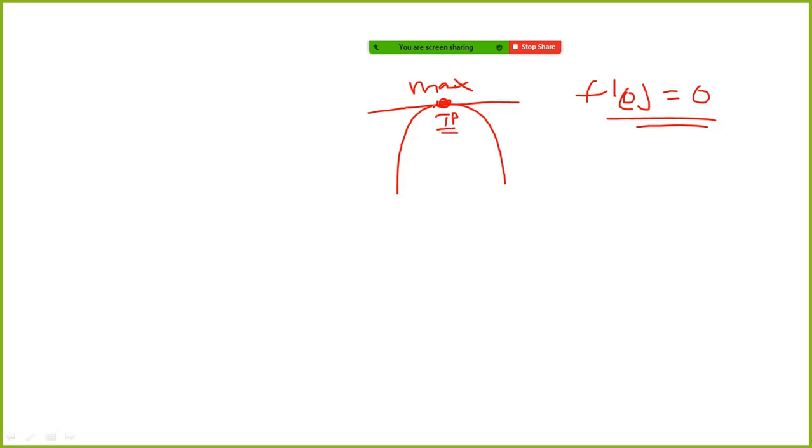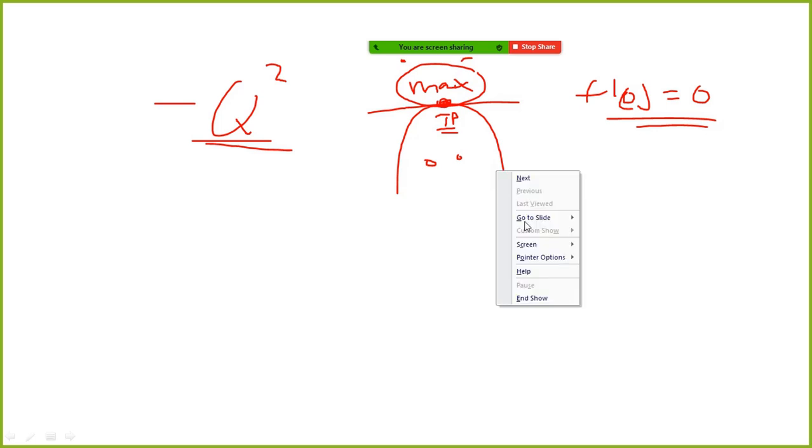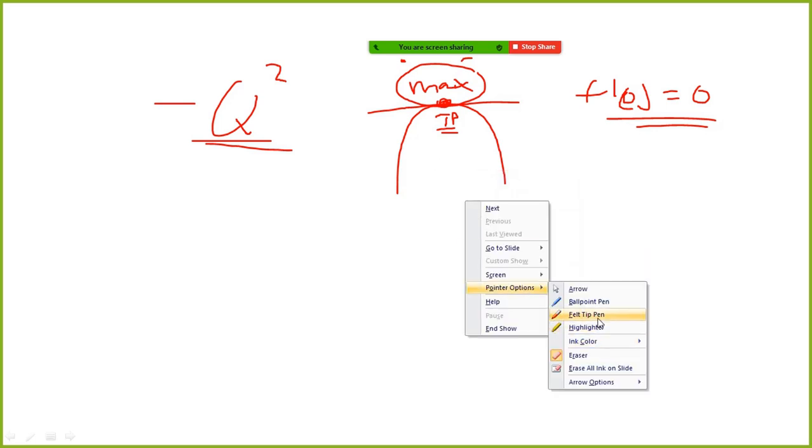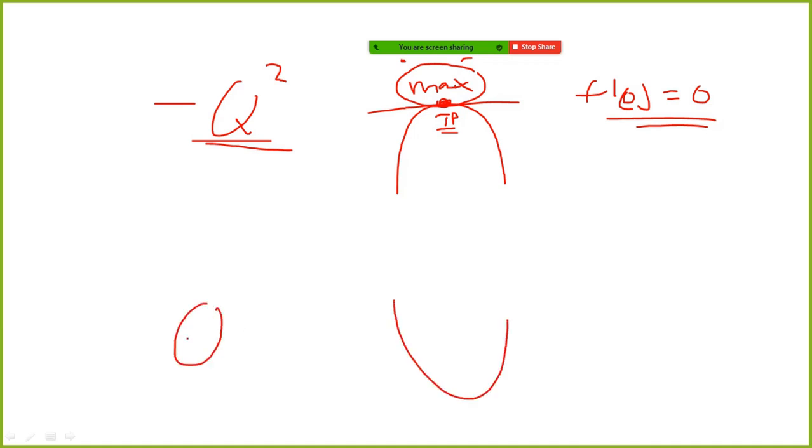And that'll either be a min or a max. In this question, it's a max because you've got negative Q squared. So it's an unhappy graph, not a happy graph. If it was this way, it would have been Q squared. Then it's a happy graph, and then you would have had a minimum. All right, so that's just derivative equals 0.